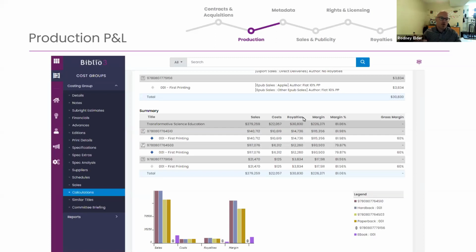What we want to really highlight today is that all these things that we're showing you today are being done by a publisher.